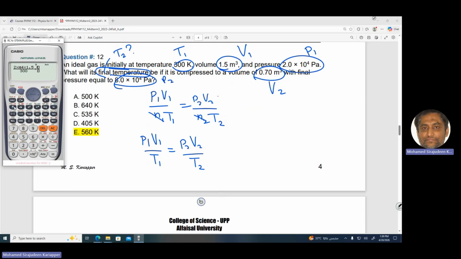Is that the question? No. Temperature. Where is 8? Last part, okay. 8 10 to the power 4. Multiply V2, 0.7. And come down, that's the unknown. Question X. Shift, not shift. Alpha? Okay. Right, that's it.